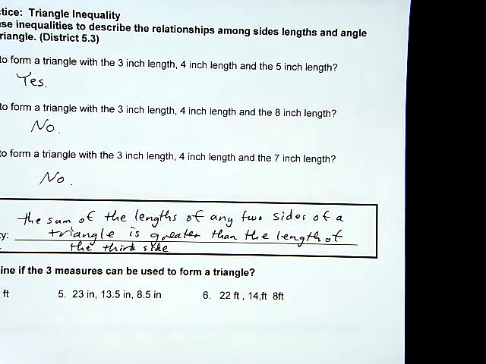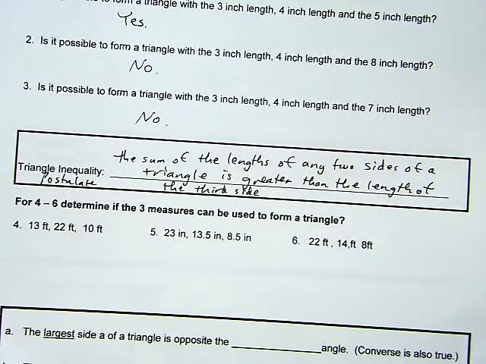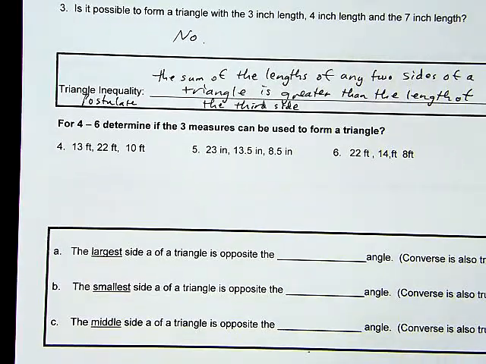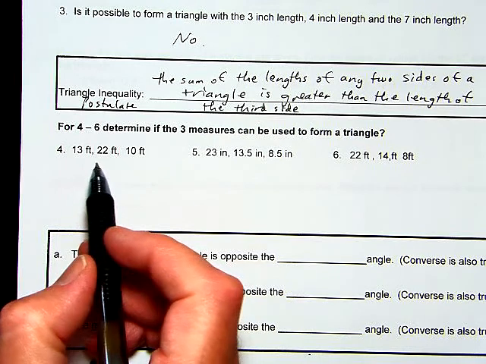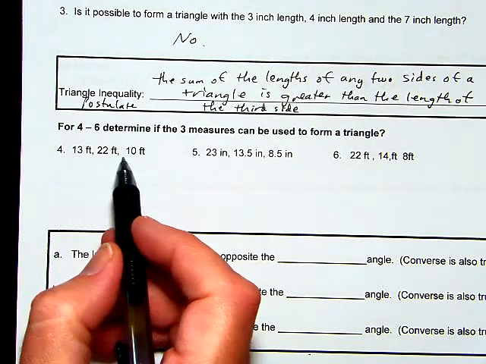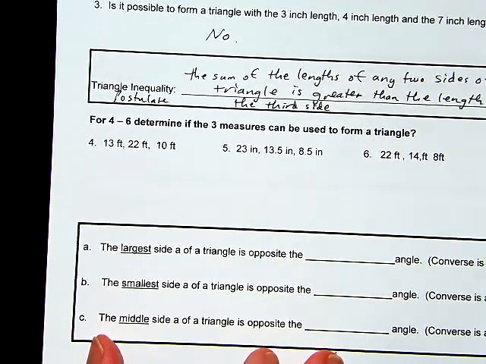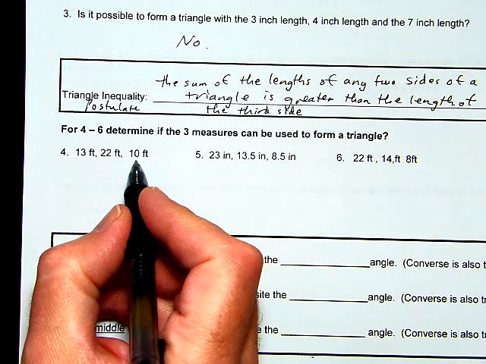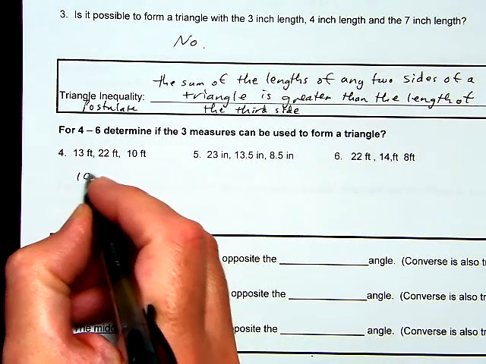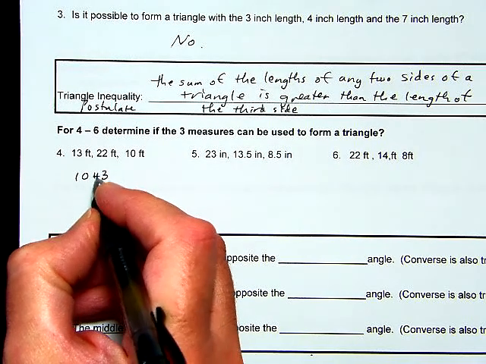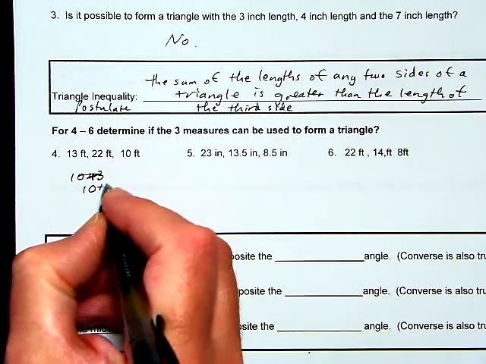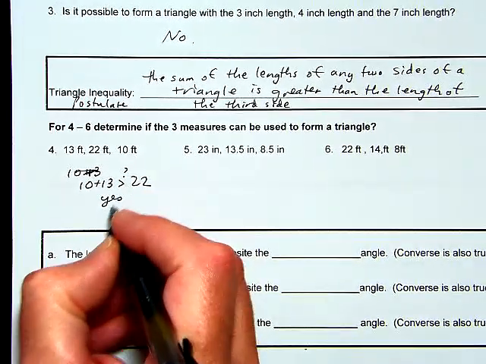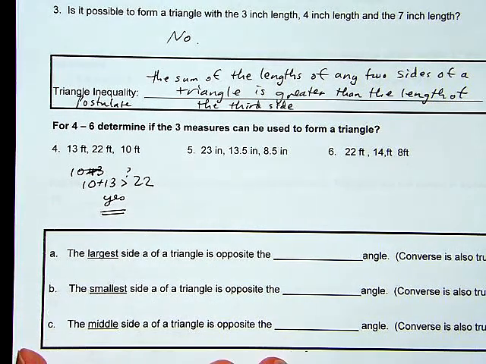Okay, so we've got some more problems next. Determine if the three measures can be used to form a triangle. So remember, our shortcut is to take a look at the two shorter sides and to check the triangle inequality with those two. So the first one, 13, 22, and 10 feet. Let's take 10 plus 13. Is that greater than 22? Yes. So if it's greater than 22, it is possible.